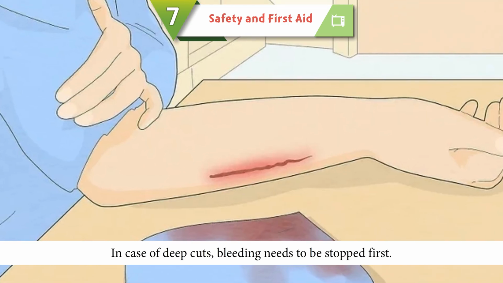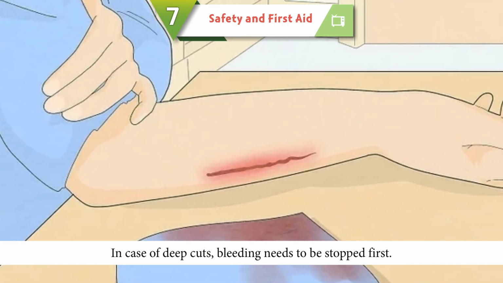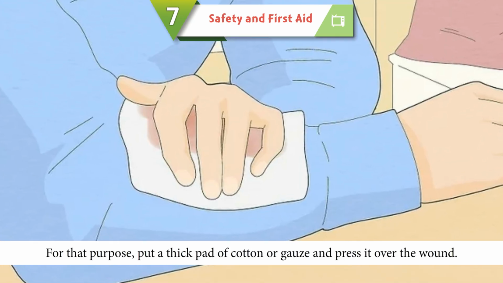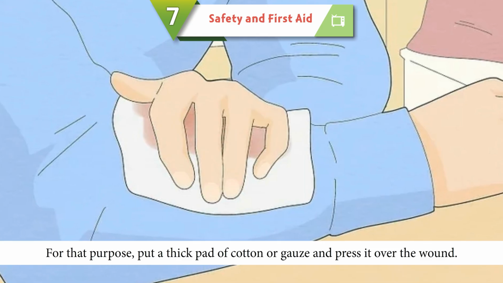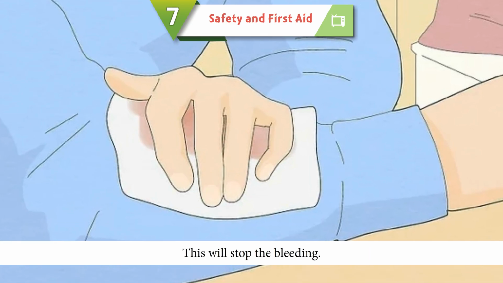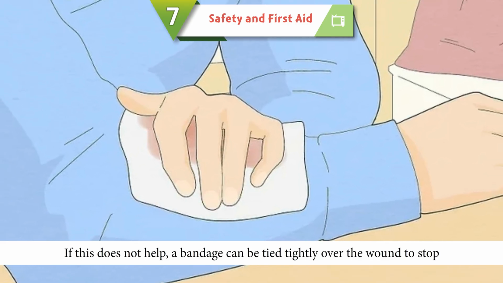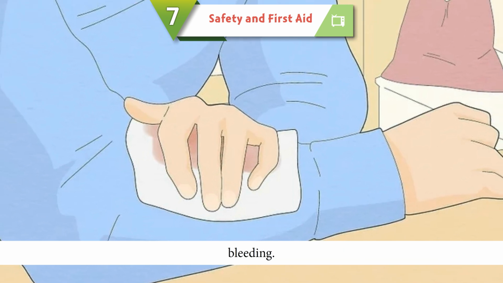In case of deep cuts, bleeding needs to be stopped first. For that purpose, put a thick pad of cotton or gauze and press it over the wound. This will stop the bleeding. If this does not help, a bandage can be tied tightly over the wound to stop bleeding.